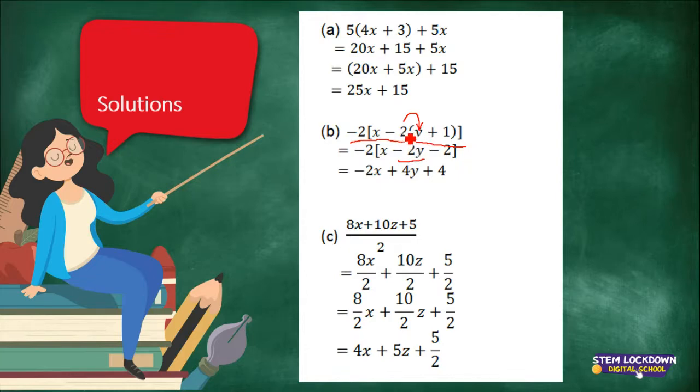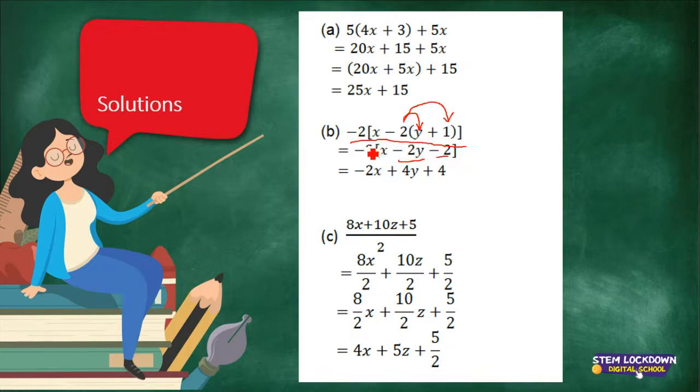Then you have -2 times 1. Remember, using the distributive law, -2 times 1, the answer is -2. Remember, a positive times a negative, your answer will be a negative, right?